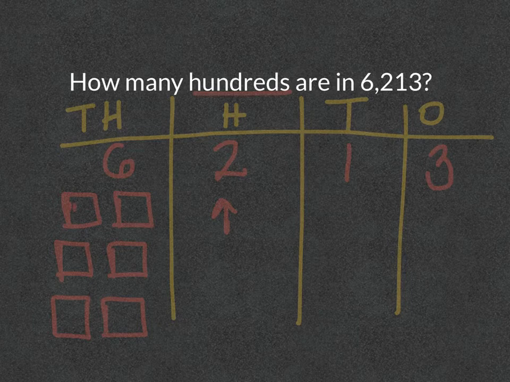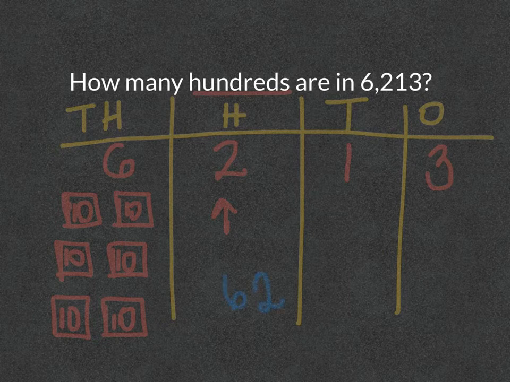So this is like 10 hundreds, 10 more hundreds, 10 hundreds, 10 hundreds here, 10 hundreds here, and 10 hundreds here. So altogether, there are 10, 20, 30, 40, 50, 60 hundreds here, and 2 hundreds here. So altogether, there are 62 hundreds in 6,213. We have 62 hundreds.